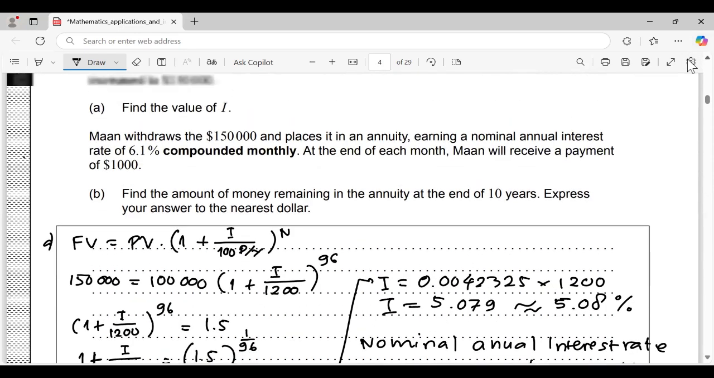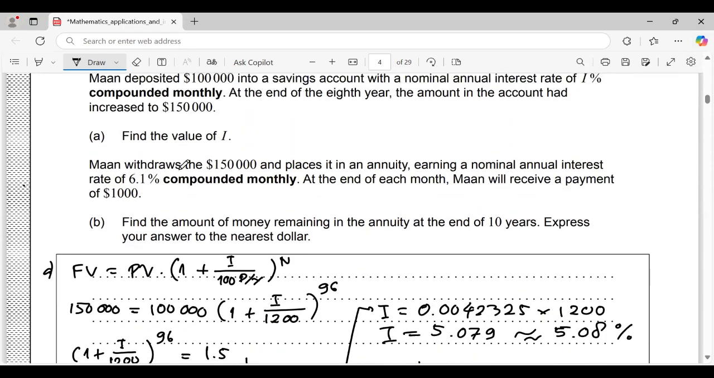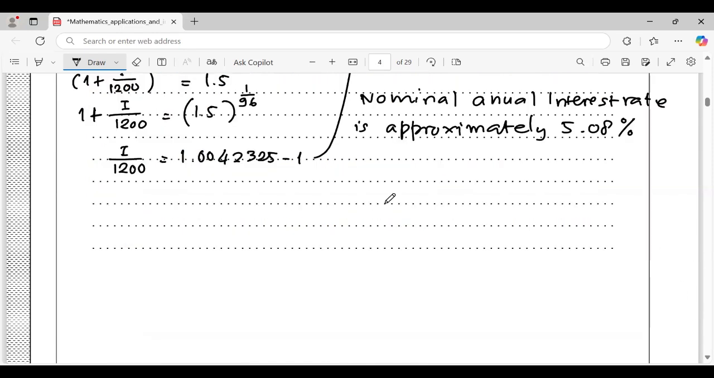Next, part B. The man withdraws the $150,000 and places it in an annuity, earning a nominal annual interest rate of 6.1% compounded monthly. At the end of each month, the man will receive a payment of $1,000. Find the amount of money remaining in the annuity at the end of 10 years. Express your answer to the nearest dollar. Okay, part B.